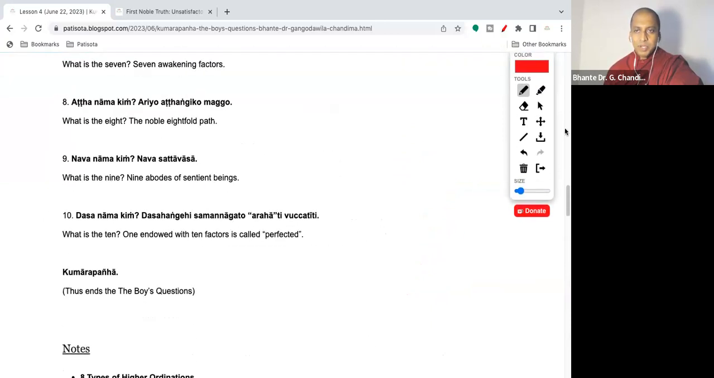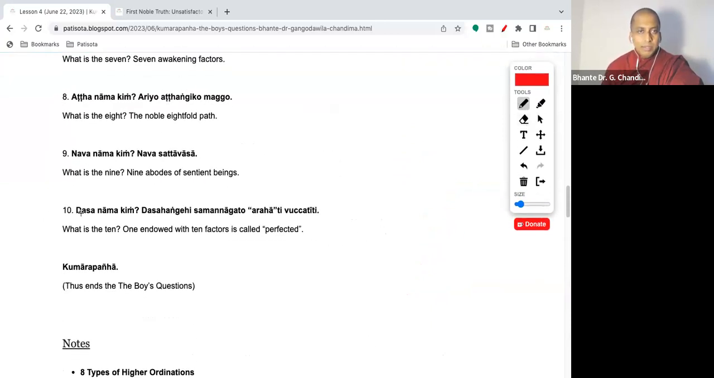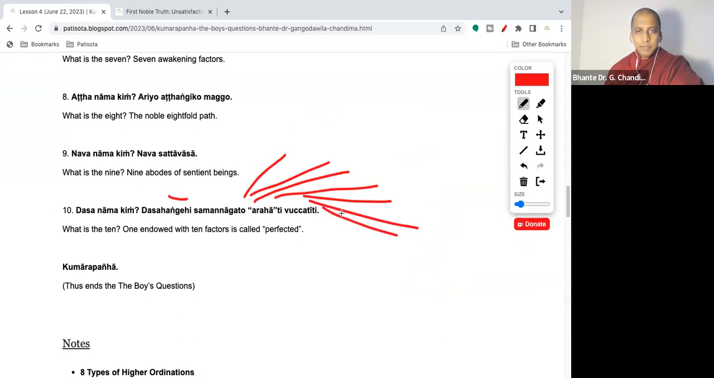All right, final question. Dasa Namakin, what is 10? Dasa Hangi, Anga means numbers. Samannagatu Arahat. One endowed with 10 factors is called perfected. What are the 10 factors? 1, 2, 3, 4, 5, 6, 7, 8, 9, 10.